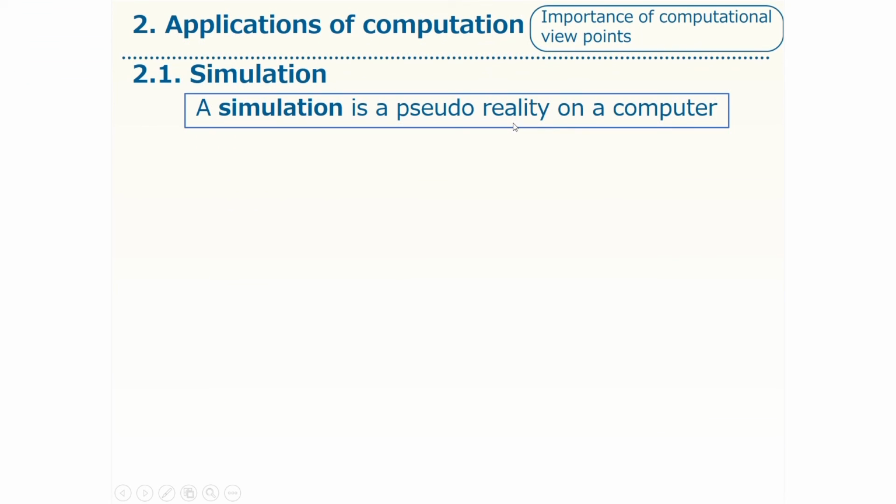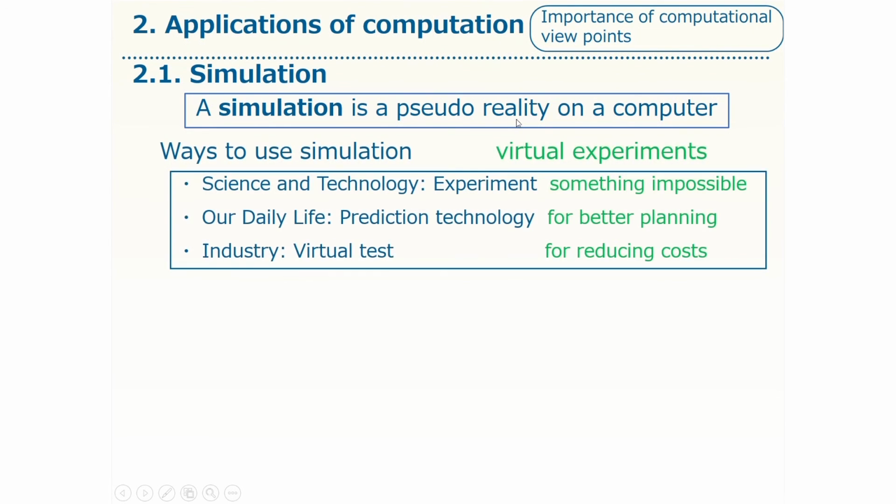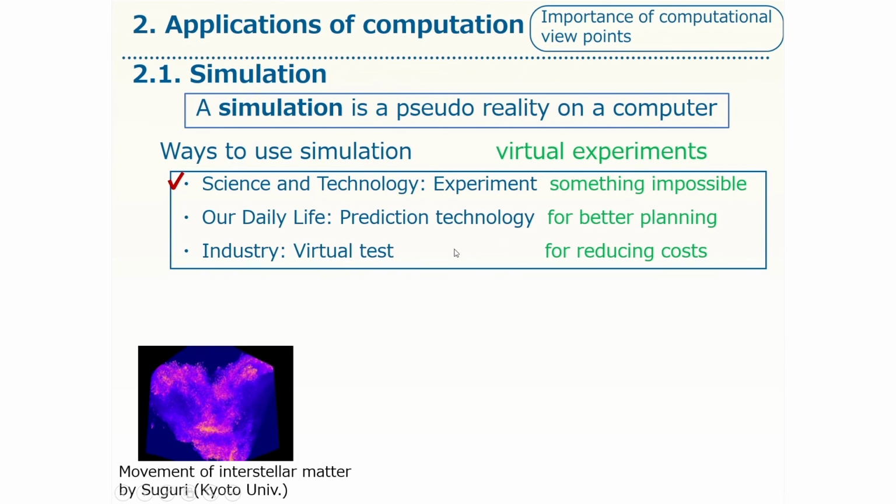Let us start the first application area, simulation, or more precisely, computer simulation. A simulation is to create a pseudo-reality on a computer. Roughly speaking, simulations are used to conduct virtual experiments. Though there are many ways to use simulations, we can categorize them into three types based on their application purposes. First one is for science and technology.